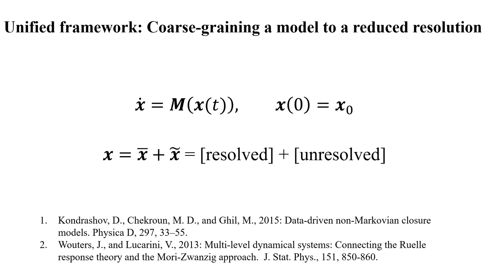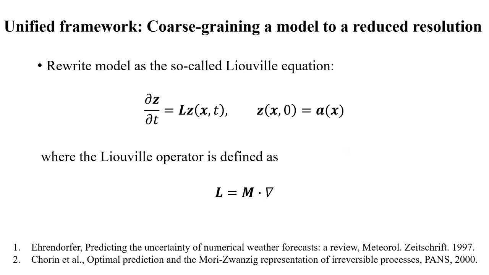Fortunately, there has been a good development in mathematical physics, based on the coarse-graining model to reduce the resolution through the so-called mathematical semigroup notation. In semigroup notation, a model can be generically expressed here with initial conditions, and the model state can in general be decomposed into resolved and unresolved parts. If we do that, we can write the model equation with the initial conditions in terms of the so-called Liouville equation. All of this is in terms of semigroup notation. We just take it as what I'm saying here, but the bottom line is that it works and there is a theory behind it.